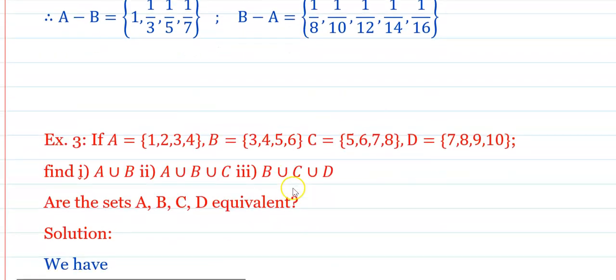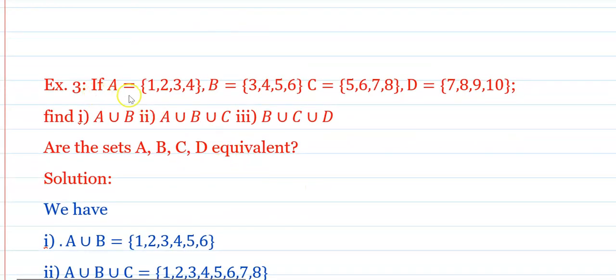Okay. Next, if A is equals to 1, 2, 3, 4 and B is equals to 3, 4, 6, 7, C is equals to 5, 6, 7, 8, D is equals to 7, 8, 9, 10, then find A union B. Next, A union B union C. Next, B union C union D. Okay. Are the sets A, B, C, D the equivalent?